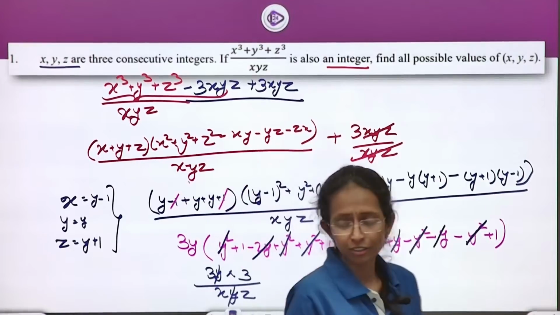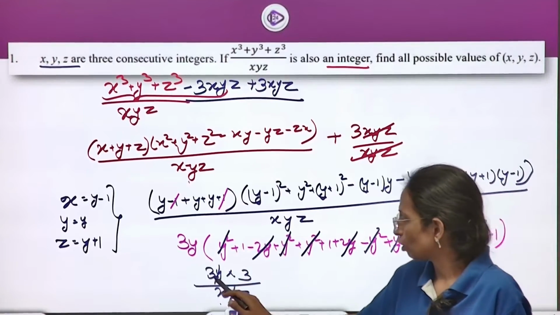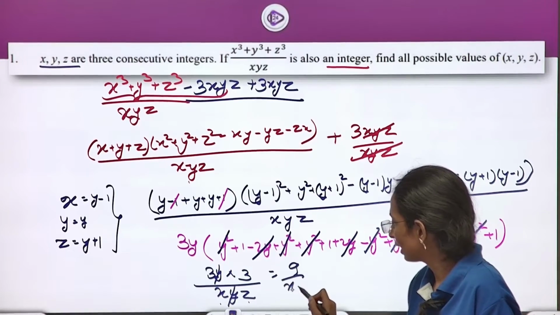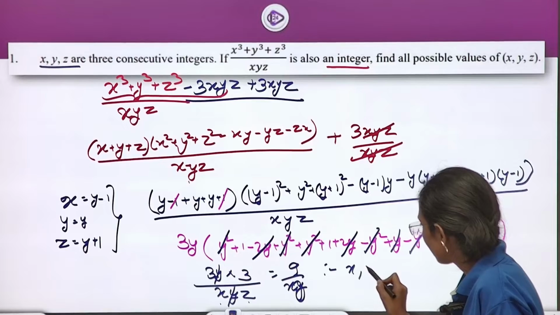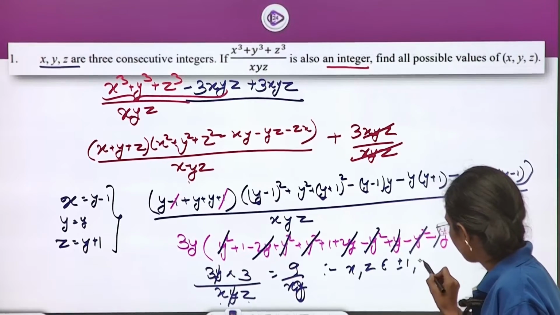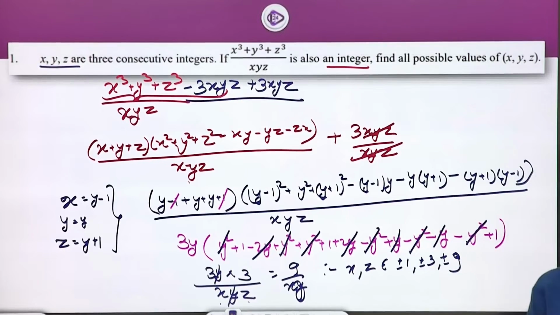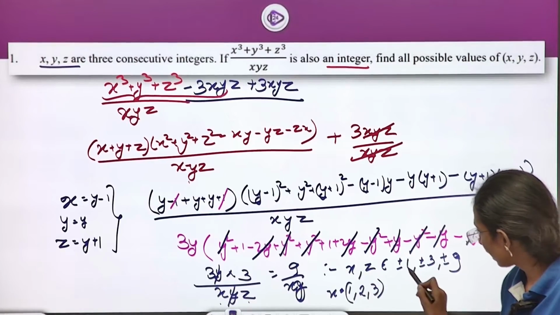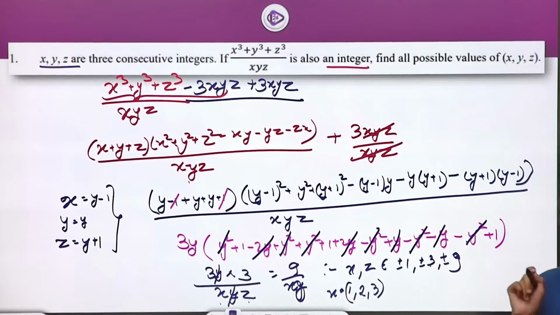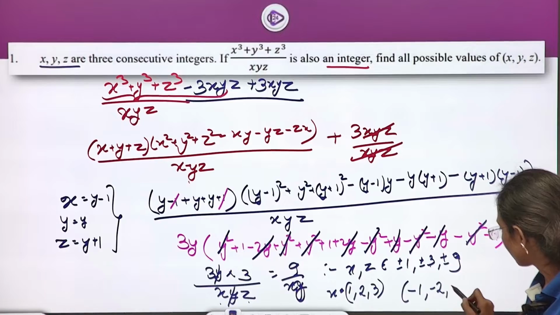So for this term to be an integer, x and z both should be factors of 9. This is giving us 9 upon xz. Now the possibilities for this to be an integer is x and z both belong to either plus minus 1, plus minus 3 or plus minus 9. And the second thing is that x, y and z are consecutive integers. So when I take x to be 1, my y and z will be 2 and 3, which is possible because x and z both are factors of 9. The second possible case is when I take x to be minus 1, then minus 1, minus 2 and minus 3.